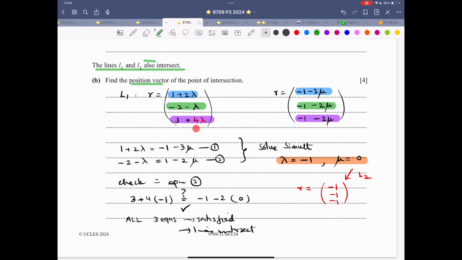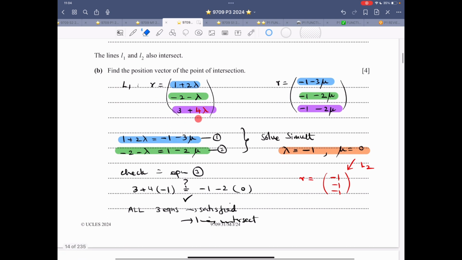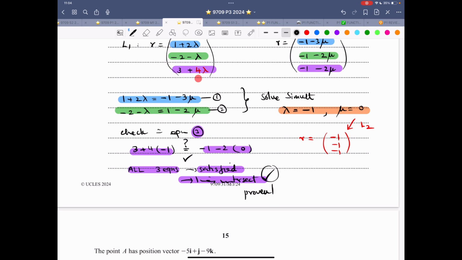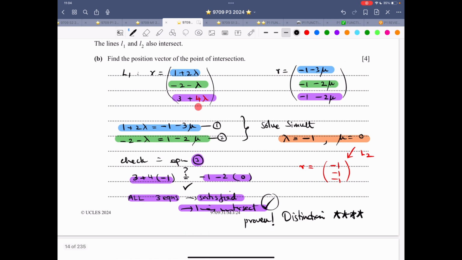Let me pull the blue equation first. So that's the blue equation that I'm solving. And then the green equation that I'm solving. Let me just remove this green color from here so that there is no confusion. When I solve simultaneously, I get two values. Check in equation 3. What is equation 3? Equation 3 is this one. I check over here. All three equations are satisfied. That means even though they did not ask for it, that's something extra. I just want my distinction. So I have proven that the lines intersect, and this is like for distinction material, like a 4-star thing.